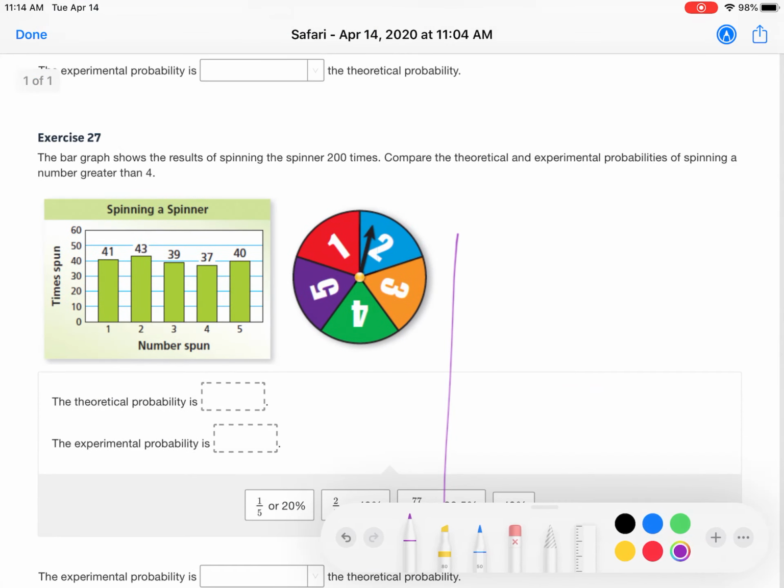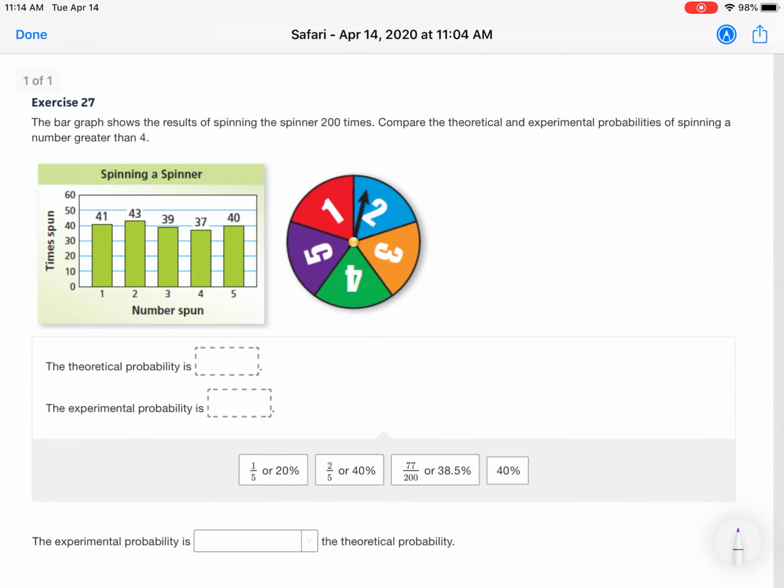And the last one, let me erase my mistake here. We're going to do the same thing here, but we're looking for spinning a number greater than 4. So we're only looking at the 5. Only at the 5 because it's the only number greater than 4.